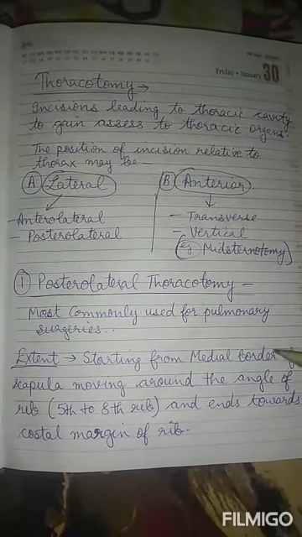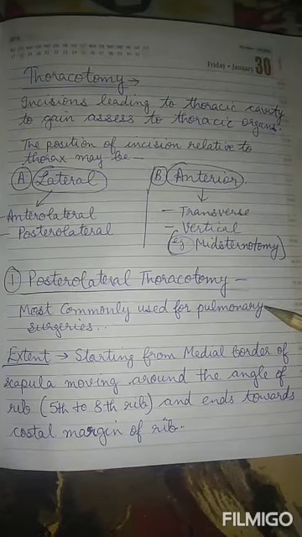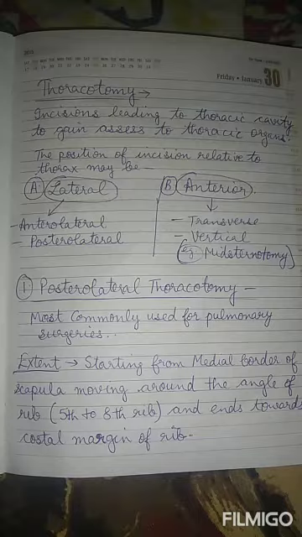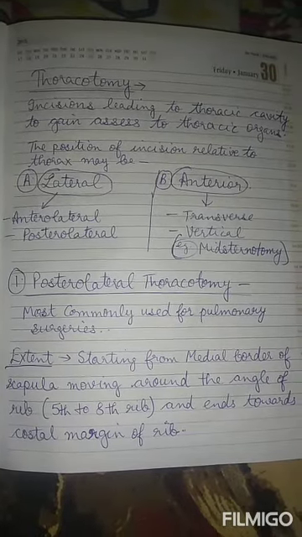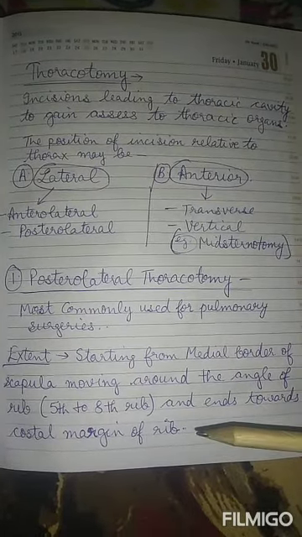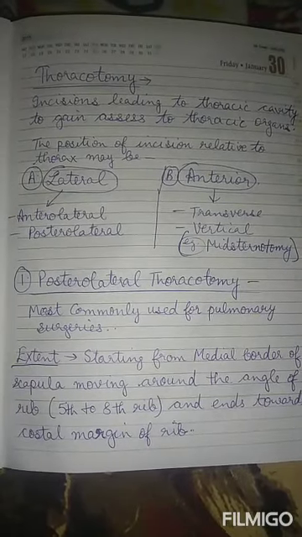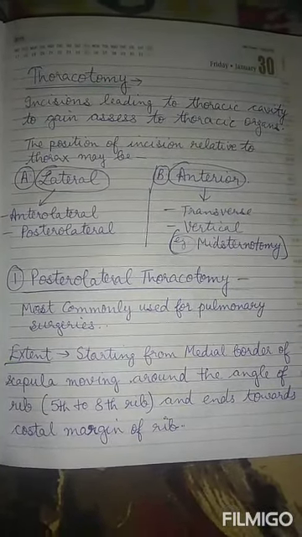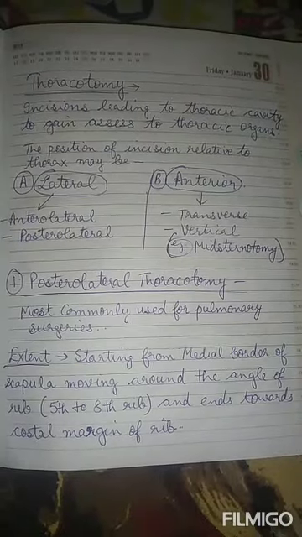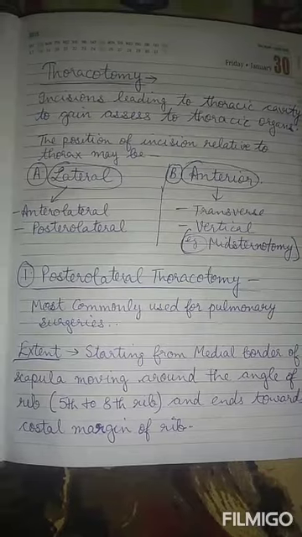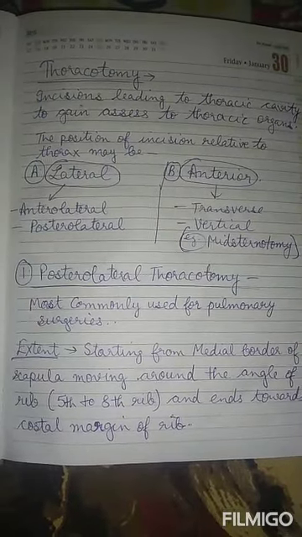Now, talking about the posterolateral thoracotomy, this is the most commonly used incision for any pulmonary surgery. Its extent is that it starts from the medial border of the scapula, moving around the angle of the rib, that is 5th to 8th rib, and it ends towards the costal margin of the rib.